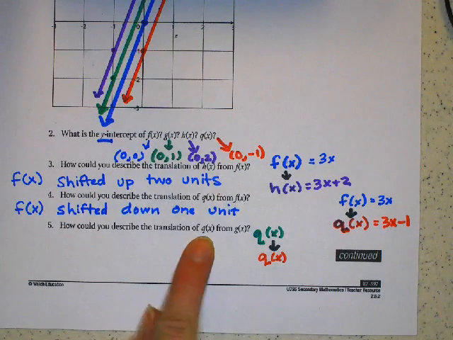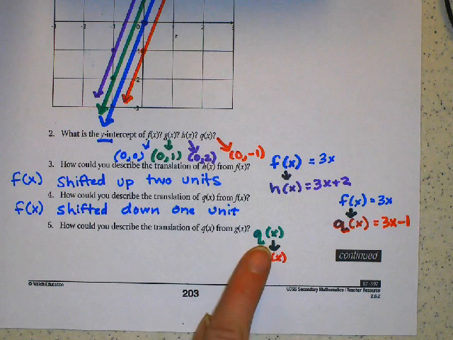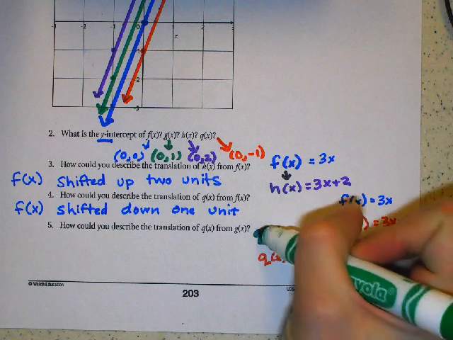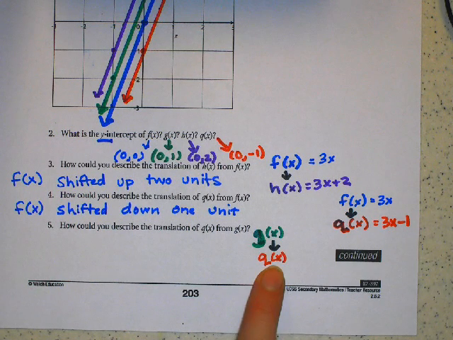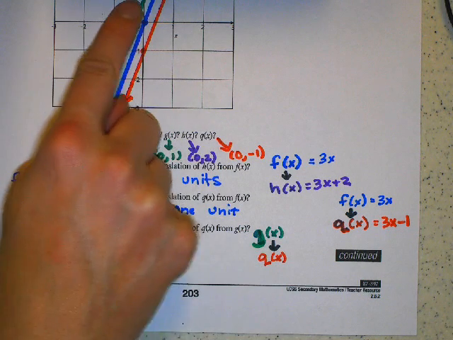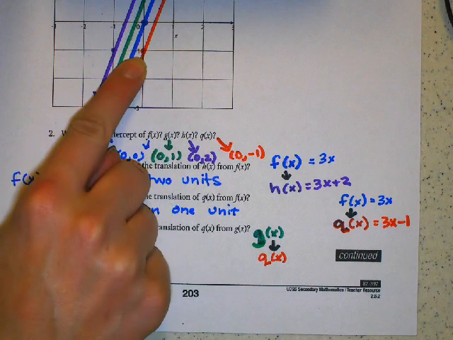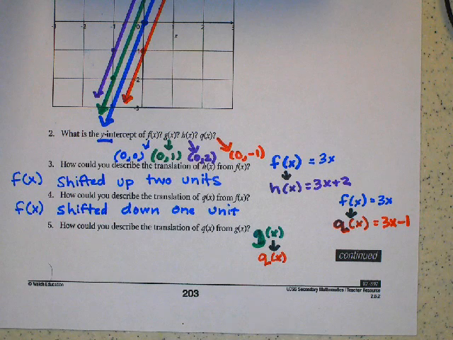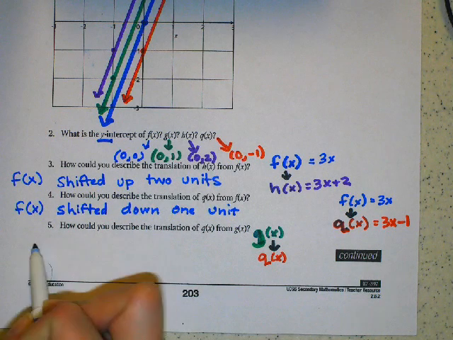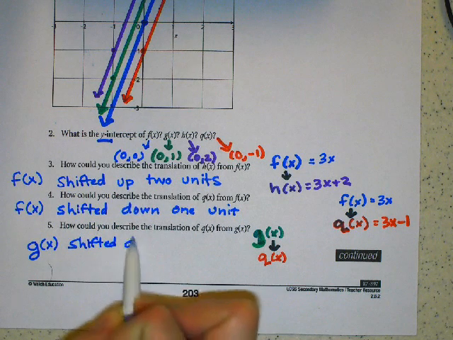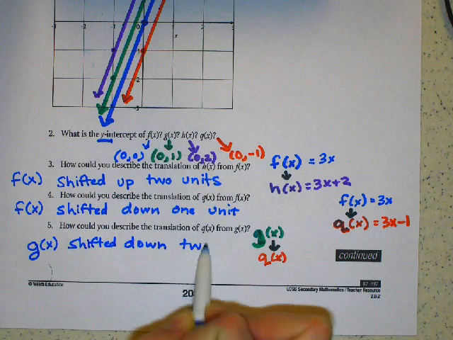Alright, we got one last one. How could you describe the translation of q of x from g of x? So I want to start with g of x. I did that wrong. I want to start with g of x and go to q of x. So I want to start with the green one, and then go to the red one. I'll pick a point on my green graph and count how far down. It looks like every point on my green graph would be down 2 units. So I want to say that g of x is shifted down 2 units.